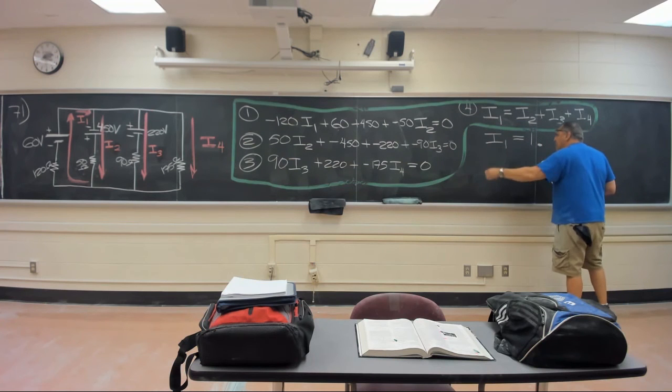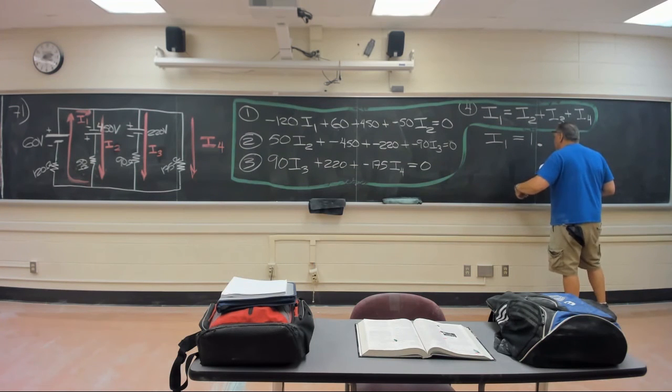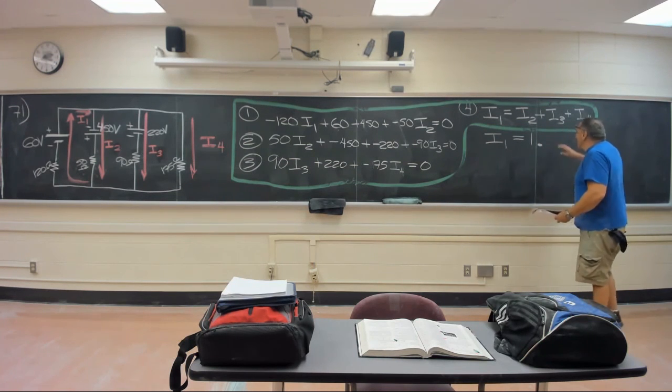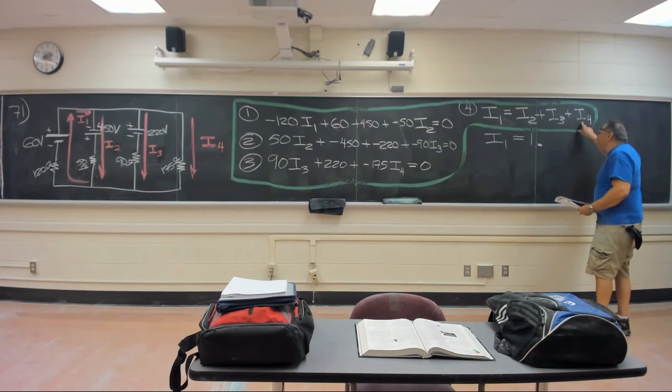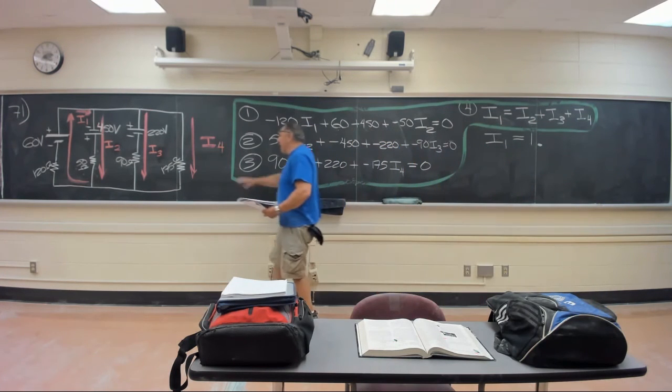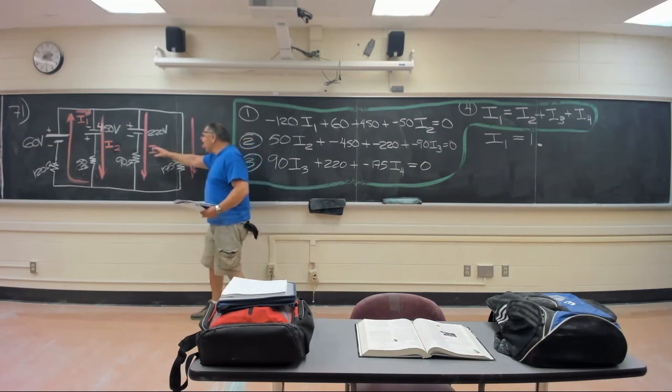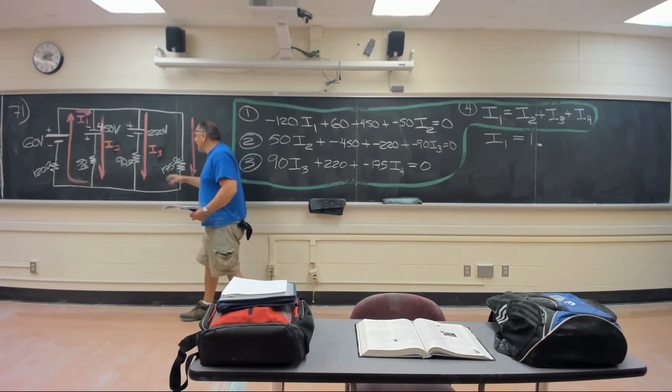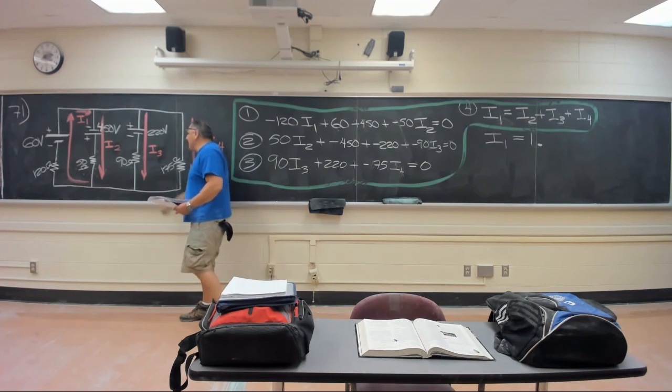After you get I2, I3, and I4, you end up getting I3 and I4 as actually negative numbers in this scheme. That means we guessed wrong. That's okay. We can now guess right. Reverse the direction. Have this guy going upward rather than downward. That's fine.